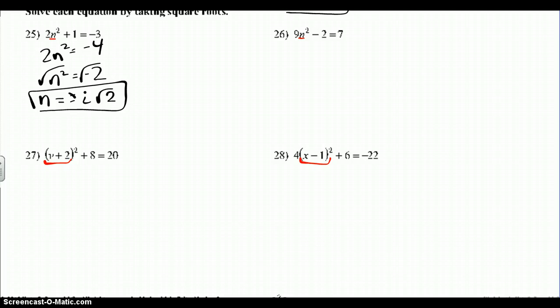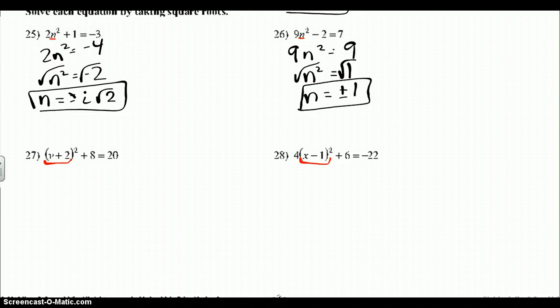For 26, same idea, add 2. So now I get 9n squared equals 9. Divide by 9, I get n squared equals 1. Square root both sides because it's isolated. n equals my plus or minus 1. Okay, so notice how they're getting pretty easy if you get the hang of it.